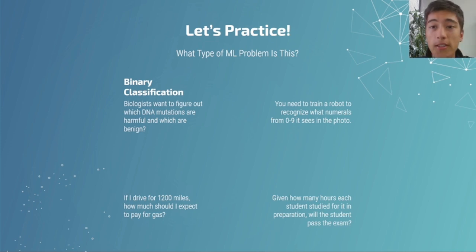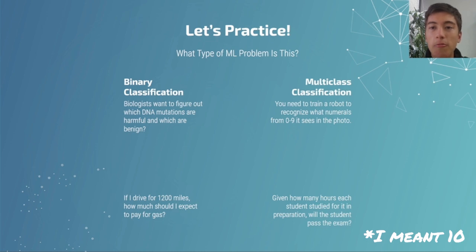You need to train a robot to recognize what numbers from 0 to 9 it sees in a photo. This one's a little bit tricky because you may have seen the numbers and immediately thought regression. But actually, this is a multi-class classification problem because there are only discrete options here. The range of possible outputs is not continuous. Rather, there's only 10 options: 0, 1, 2, 3, 4, 5, 6, 7, 8, 9. And so you can just treat those numbers as classes, and that's why this is a multi-class classification problem.